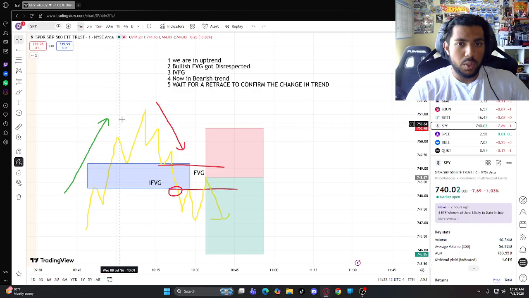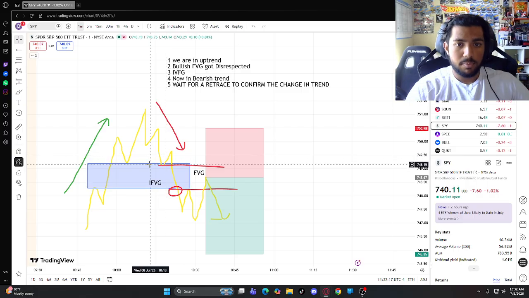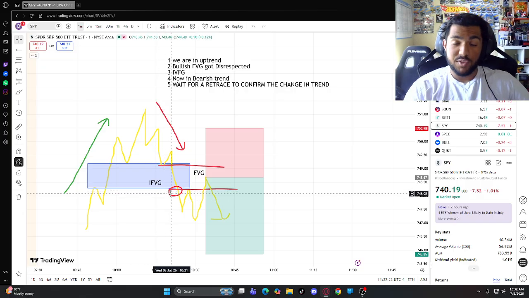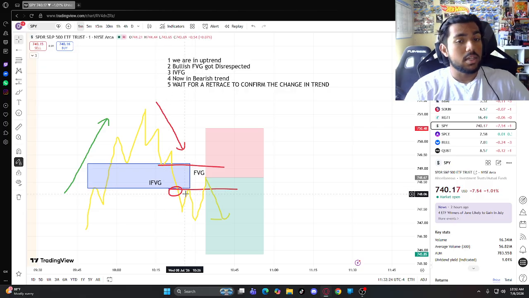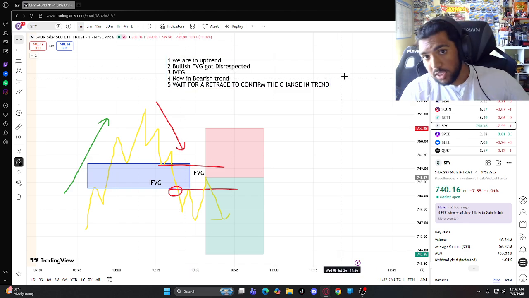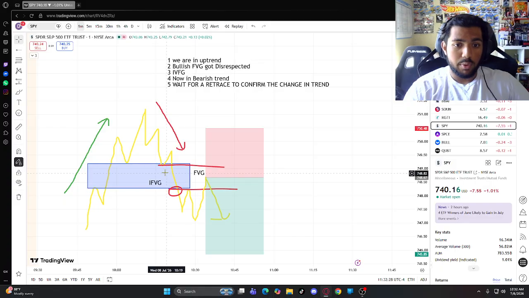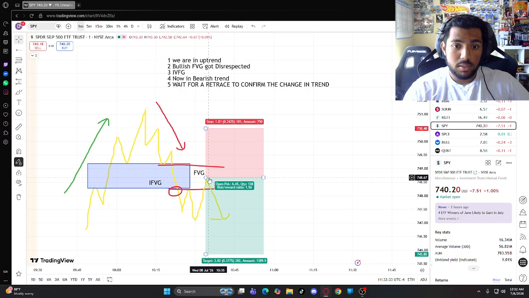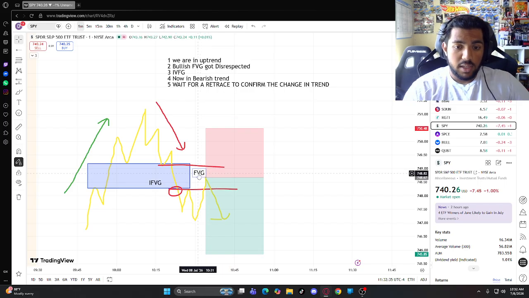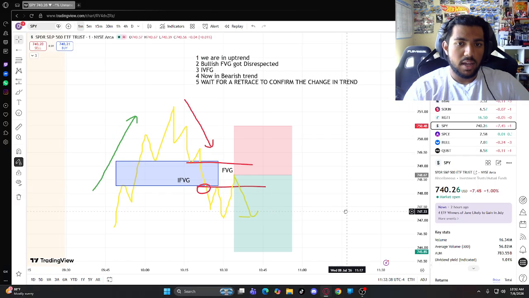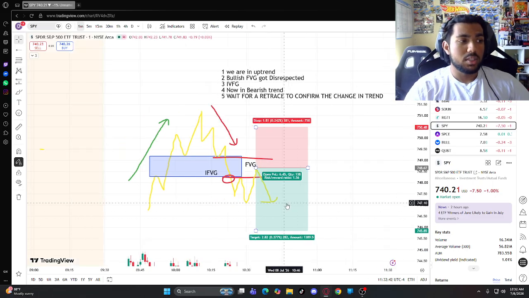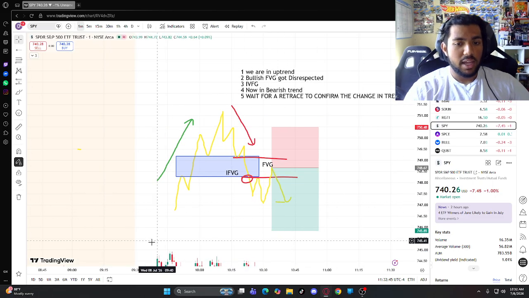Simple as that. We were in an uptrend. What did we do? We saw a bullish fair value gap. That bullish fair value gap got disrespected. That means it turned into an inverse fair value gap. Inverse meaning disrespected, a disrespected bullish fair value gap. So now we're in a bearish trend. In order to respect the bearish trend, we have to wait for a retracement so orders get filled and we can confirm that the trend is taking place. I cannot simplify that further. That is the easiest, most simplified fair value gap you will ever see.